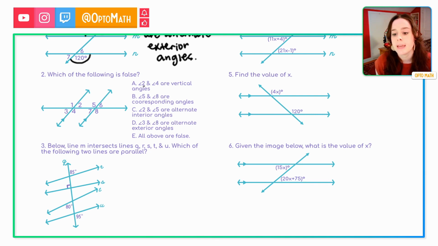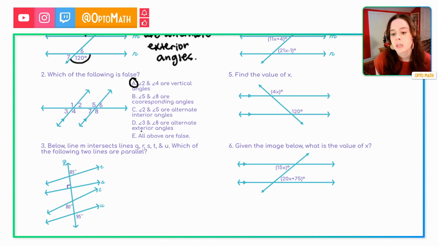So let's look at A: angle 2 and angle 4 are vertical angles. Okay, 2 and 4 are adjacent angles. So they're definitely not vertical because they're not opposite each other. These are actually a linear pair. So this is actually false. But let's go ahead and check all of the rest of them.